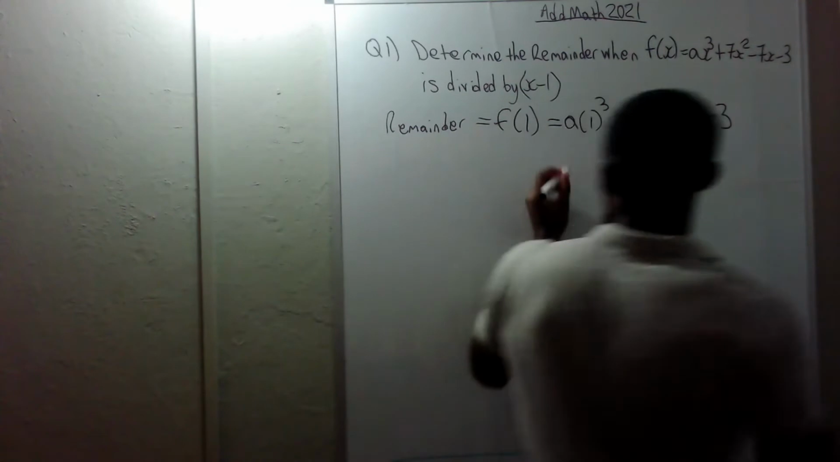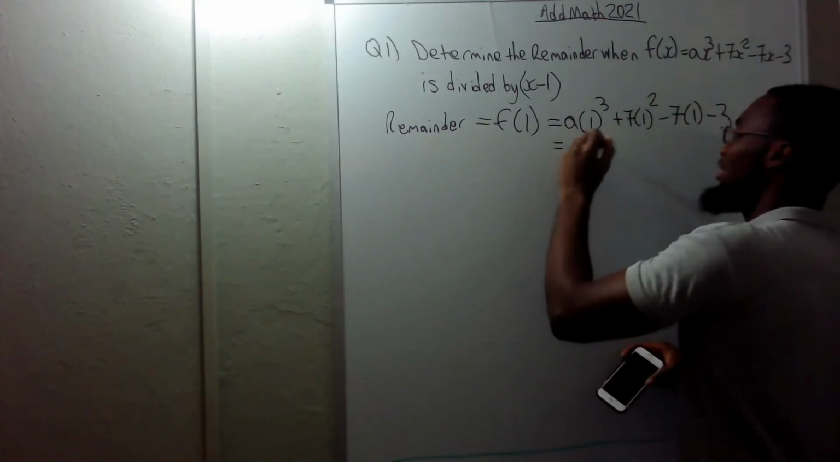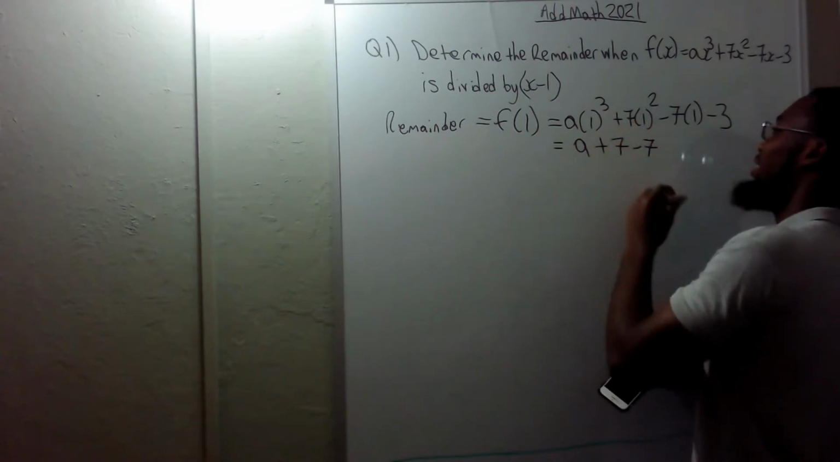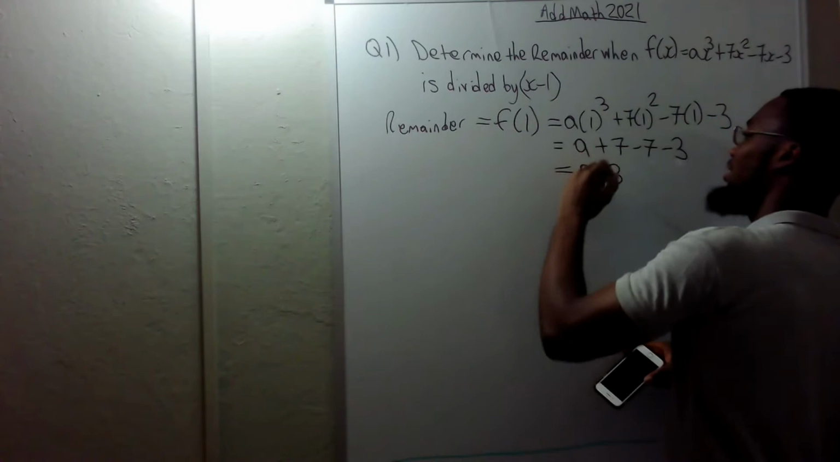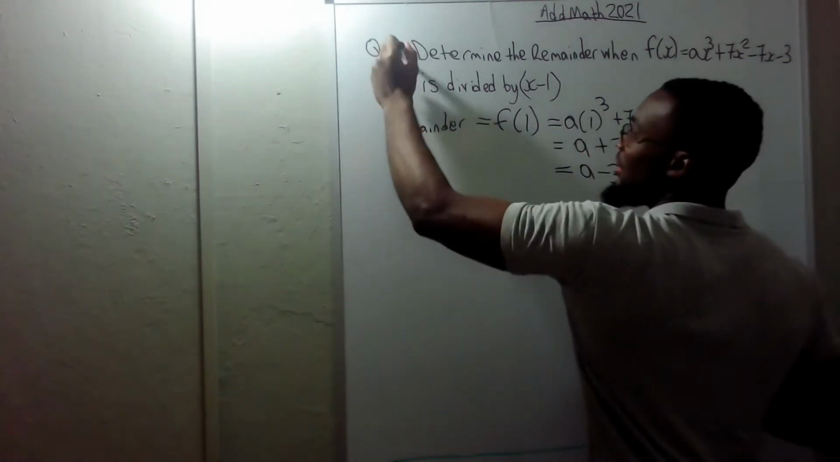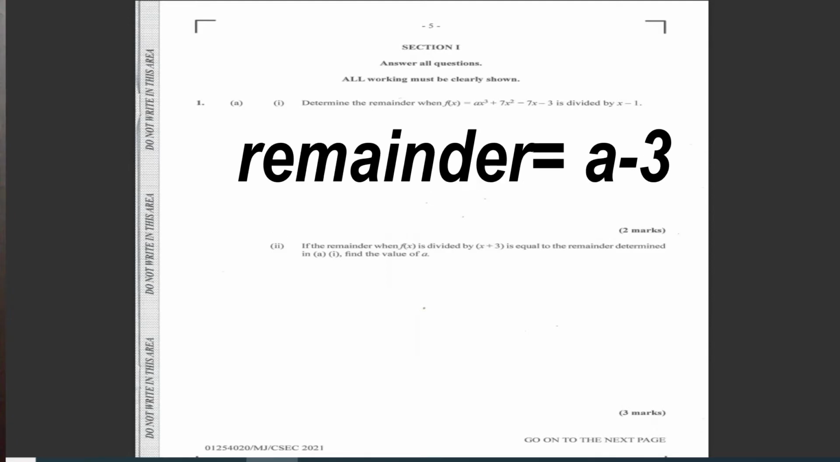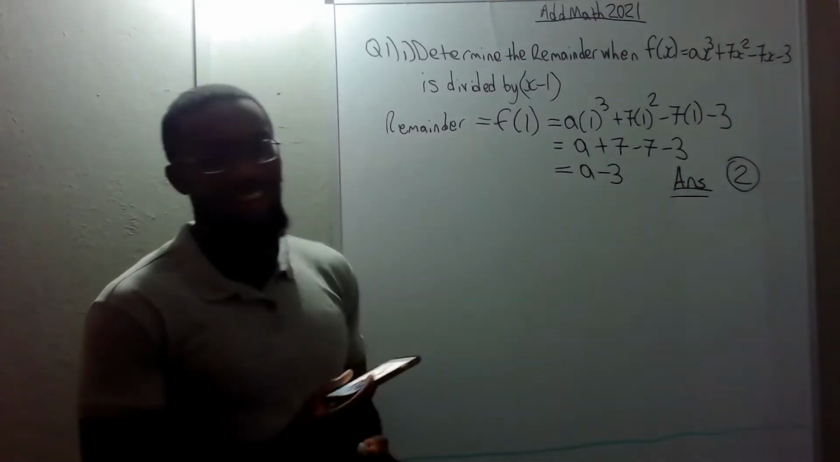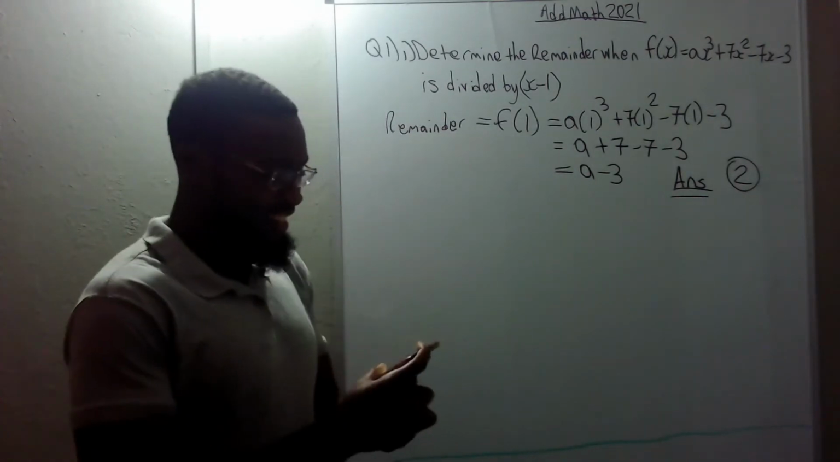Then we'll simplify. That's a, this is plus 7 minus 3. The remainder is a minus 3. So that is question 1(i). This was 2 marks. That's that. Hope everybody got that so far.